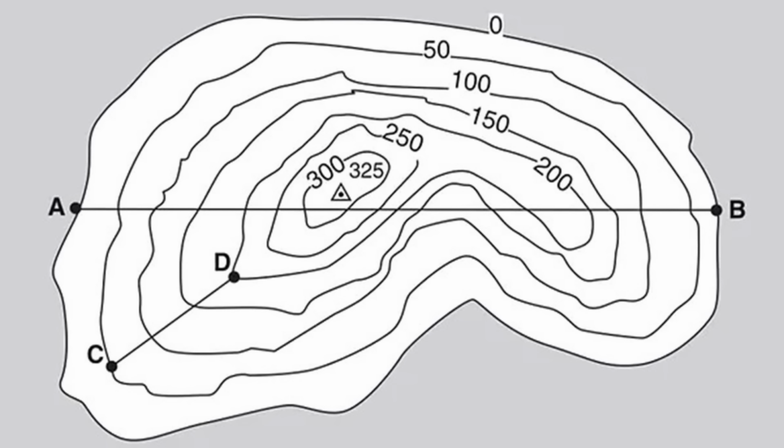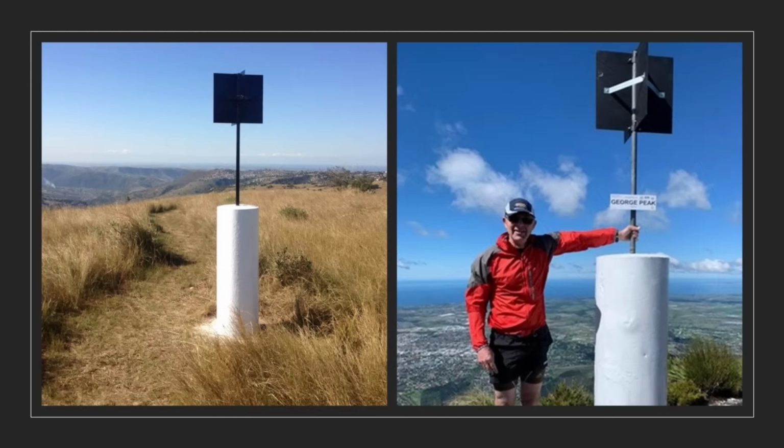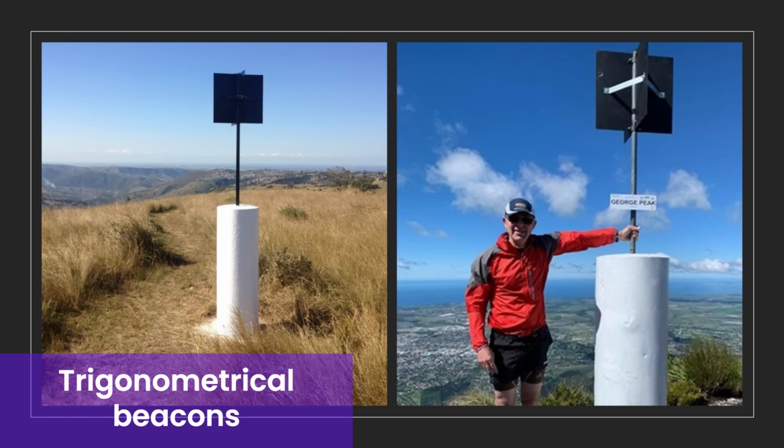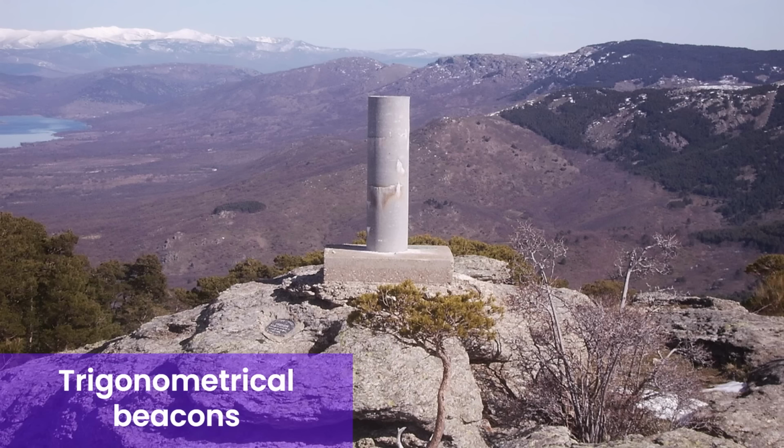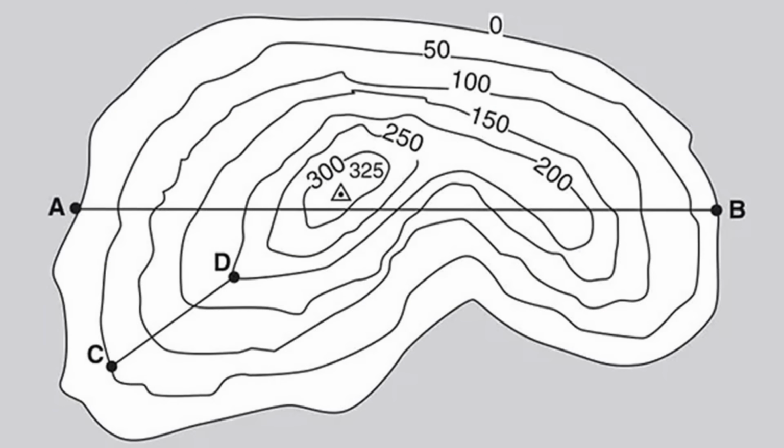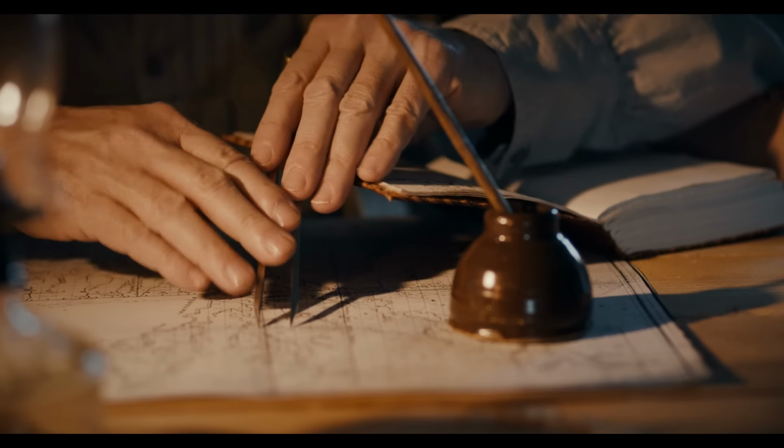The triangle in the middle of the contour map represents the highest point and is labeled 325 meters. This symbol is known as a trigonometrical station or trig beacon. It is a fixed survey point used by cartographers and surveyors to accurately measure elevations and distances on the map. The trig beacon is usually placed at prominent high points, such as hills or mountain peaks, because these locations provide clear lines of sight for mapping and surveying. In this map, the trigonometrical station marks the peak of the landform, with the surrounding contour lines showing a steady increase in elevation toward this point.